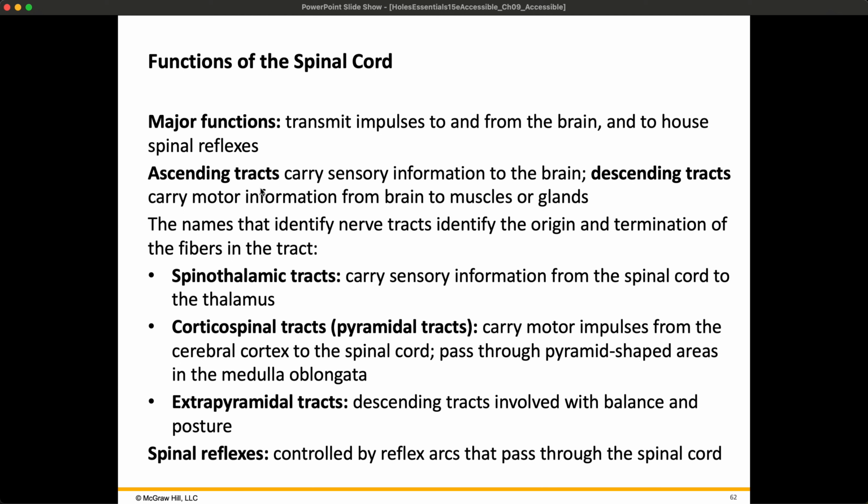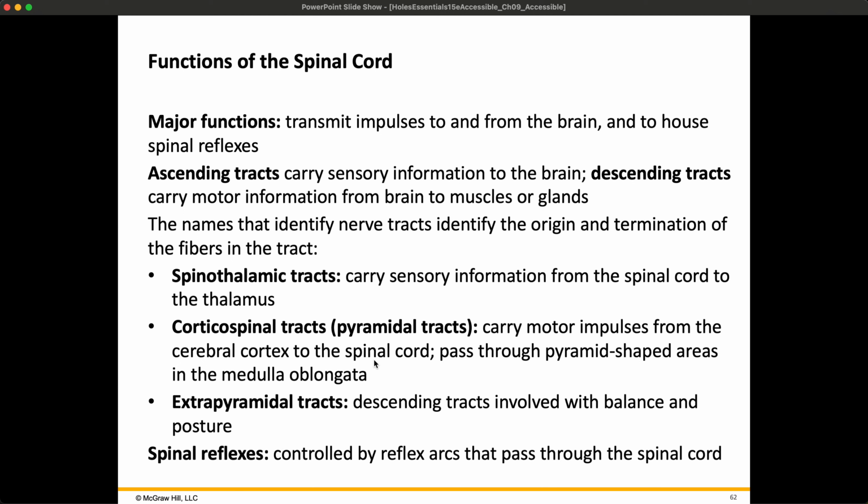Okay, so there's just another way for you to arrange it. You have afferent sensory neurons on ascending tract signals and descending motor neurons that are efferent signals. Names identify the nerve tracts, the origin and termination of the fibers: spinothalamic, corticospinal, extrapyramidal. So this is telling you where it's coming from and where it's going to. This one is from the spinal cord to the thalamus. This is a motor impulse from the cortex of the brain to the spinal cord. And the extrapyramidal is involved with balance and posture.